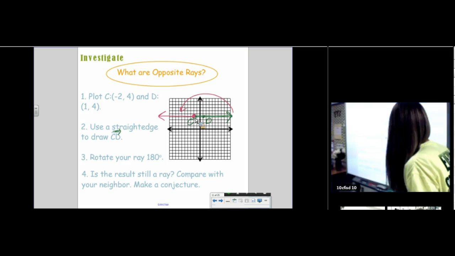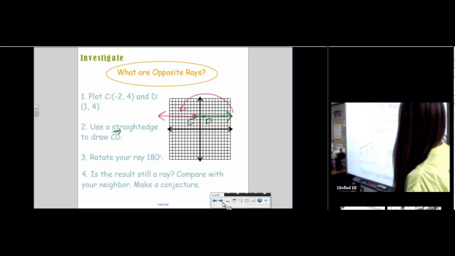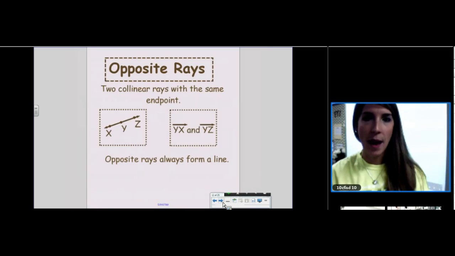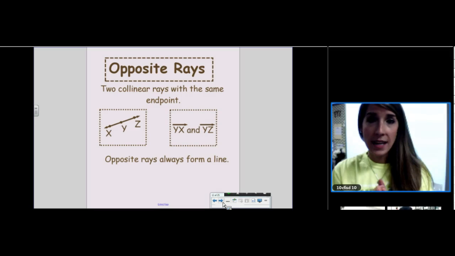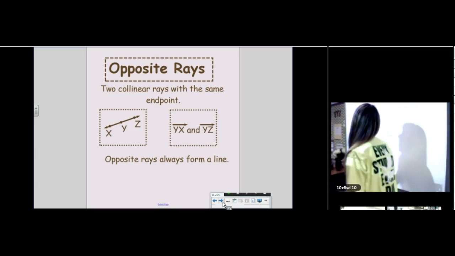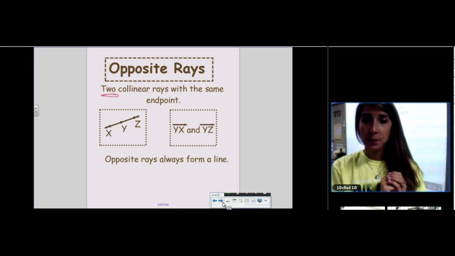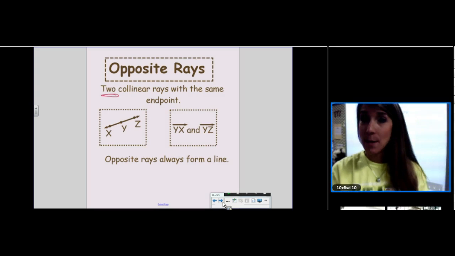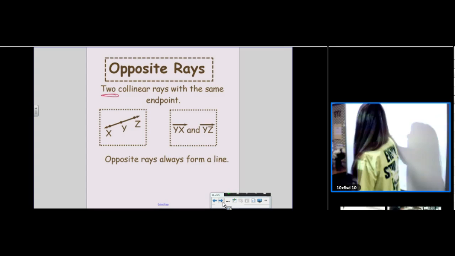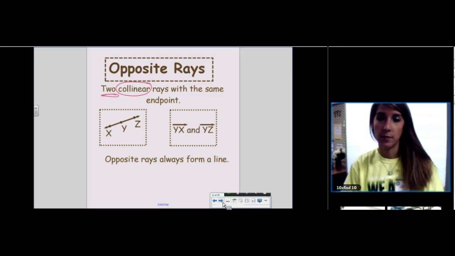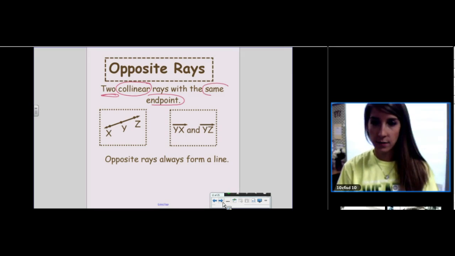Okay, so this is one of the words on your vocab sheet. You've already written it, so you don't need to add anything to your vocab sheet. Opposite rays, there's a lot of words here. First of all, it's only 2. There's not 5 of them. Opposite rays are 2 rays that are collinear. What does that mean? They're in the same line, and they have to have the same endpoint. So these are important words. They have to be collinear, and they have to have the same endpoint. Opposite rays.